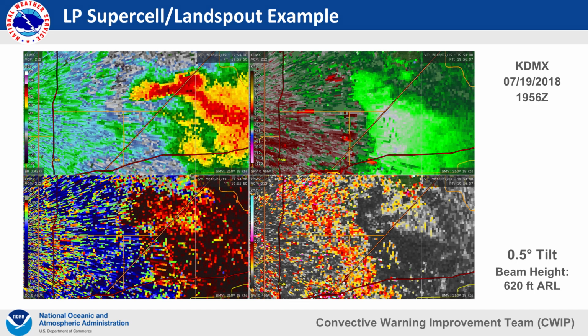The next example is going to be somewhat similar. It's going to be an LP supercell, kind of a landspout hybrid case, where in this example, there's actually two supercells present in this image. The southern supercell is just starting to put down a resolvable downdraft located within the region of inflow on the northern cell. The appendage that is the southern cell is more discernible at higher tilts, and I outlined it in black there so you can see it.